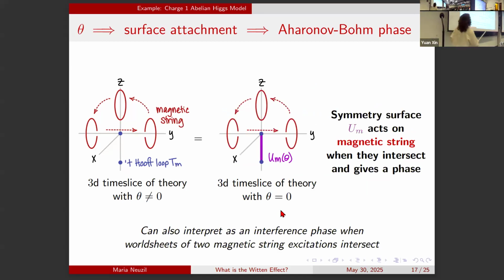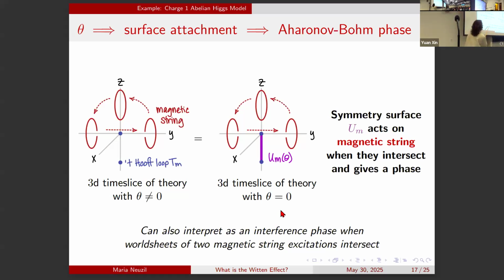Okay. And so what's going to happen is, once this magnetic string crosses and intersects this symmetry generator, it's going to pick up a phase for the usual reason that these symmetry generators act on charged objects. So the magnetic symmetry generator acts on the charged magnetic string and you get a phase. And this is precisely the Aharonov-Bohm phase for magnetic strings.